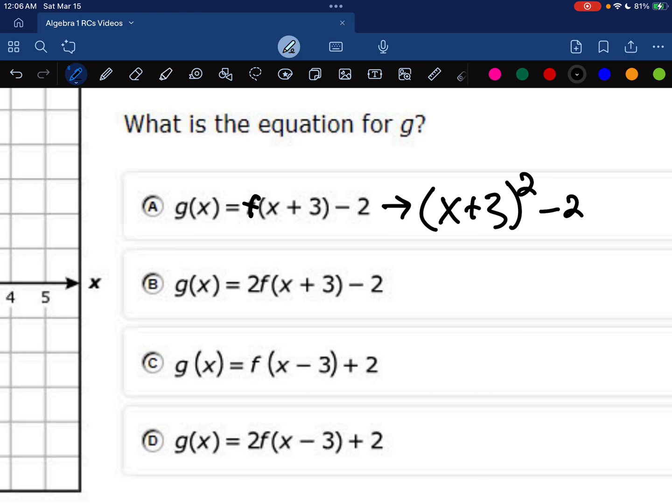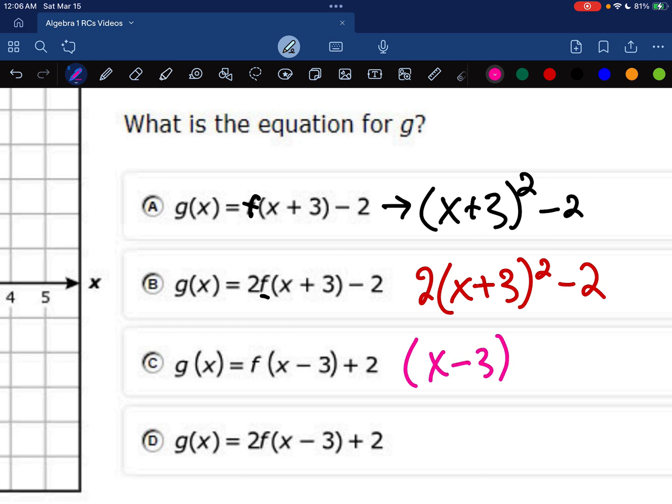I want you guys to go ahead and do B, C, and D like that. Go ahead and just rewrite it so we are able to plug it into Desmos, because we're not going to be able to plug it in with that f there. All right, so the second one, you should have gotten 2x plus 3 squared minus 2. Third one, you should have gotten x minus 3 squared plus 2. And then the last one, you should have gotten 2x minus 3 squared plus 2.